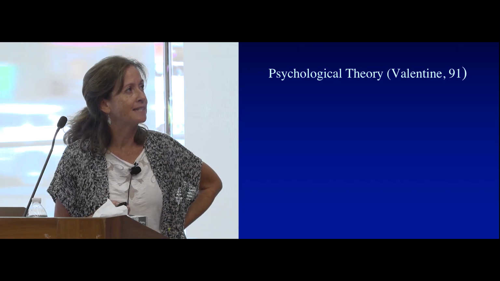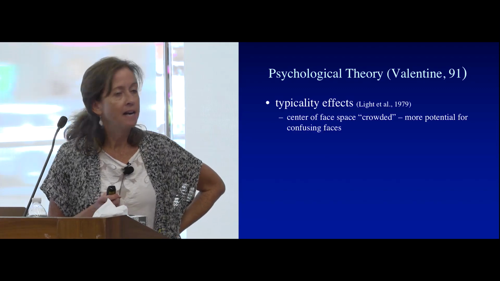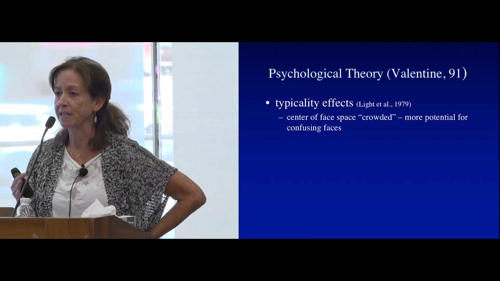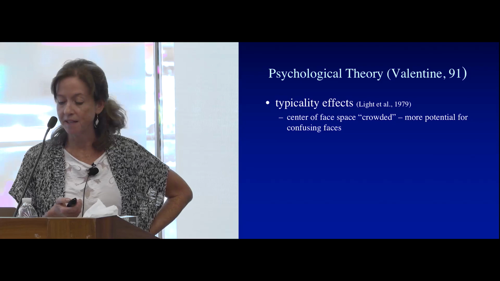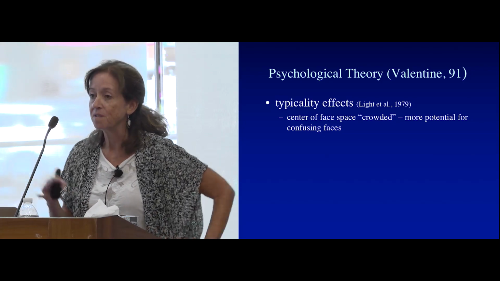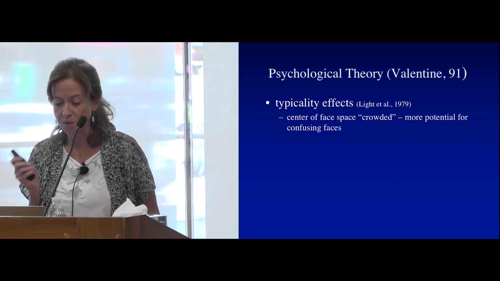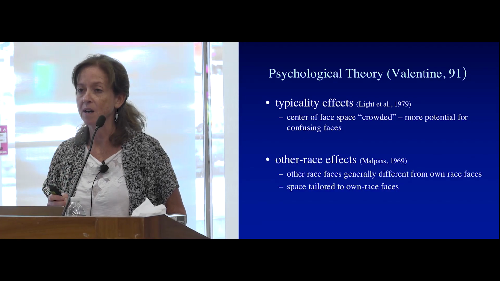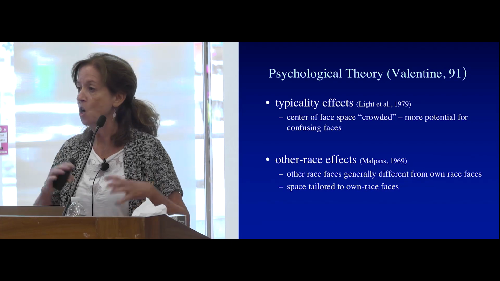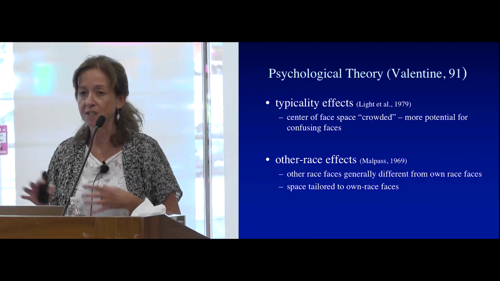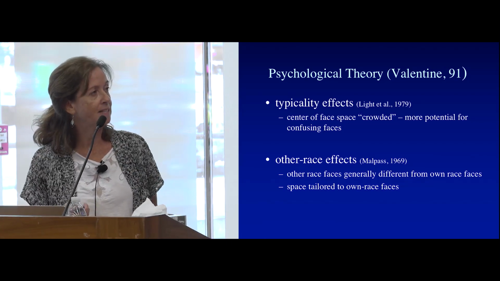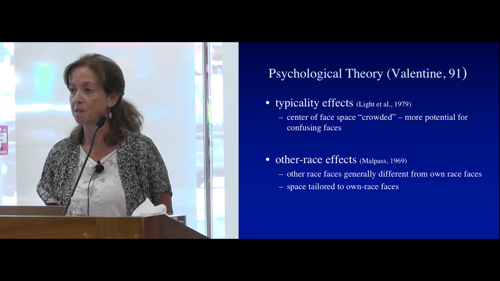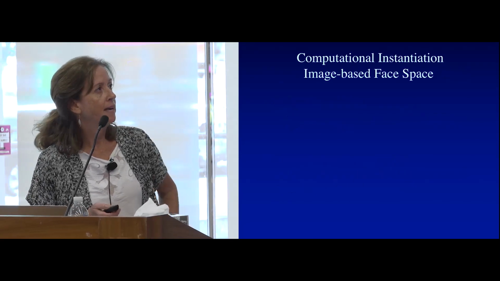Okay, so as a psychological theory, these just helped spur research and unite and provide a nice framework for understanding things like typicality effects. So you can imagine the center of a face space is crowded. It's easy to confuse faces there. You can imagine other-race effects come about because these faces are characterized by whole sets of different features, and they're sitting out somewhere else in the space. And so on the psychological side of things, face spaces became very useful.